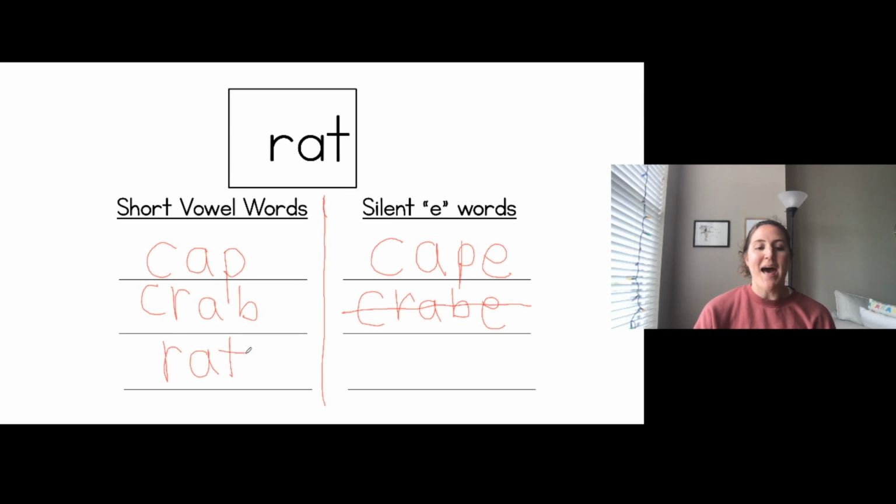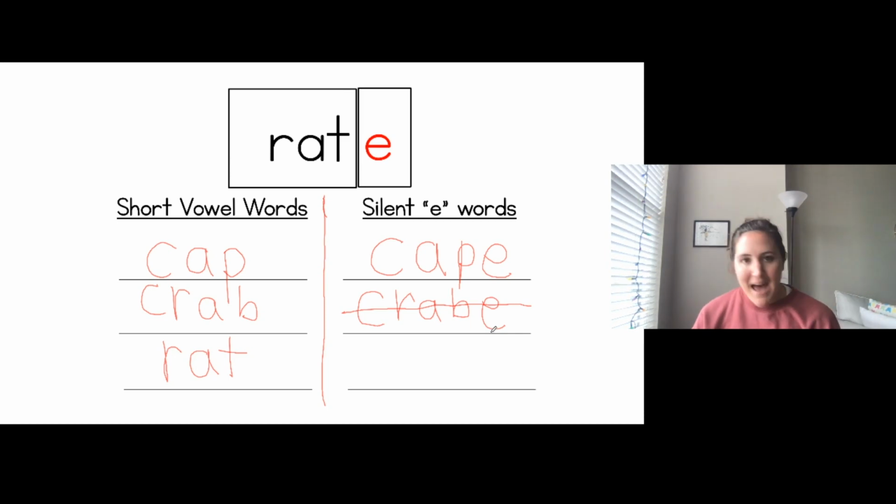A, t, rat. What happened to the word? Yeah, it ends in an E. So that means that we'll read it with the long vowel sound. So you'll say A. Okay, let's tap out and read it saying A, a, t, rate. Okay, let's write it. That's a silent E word. A, t, rate, with an E at the end because it's making the long vowel sound.